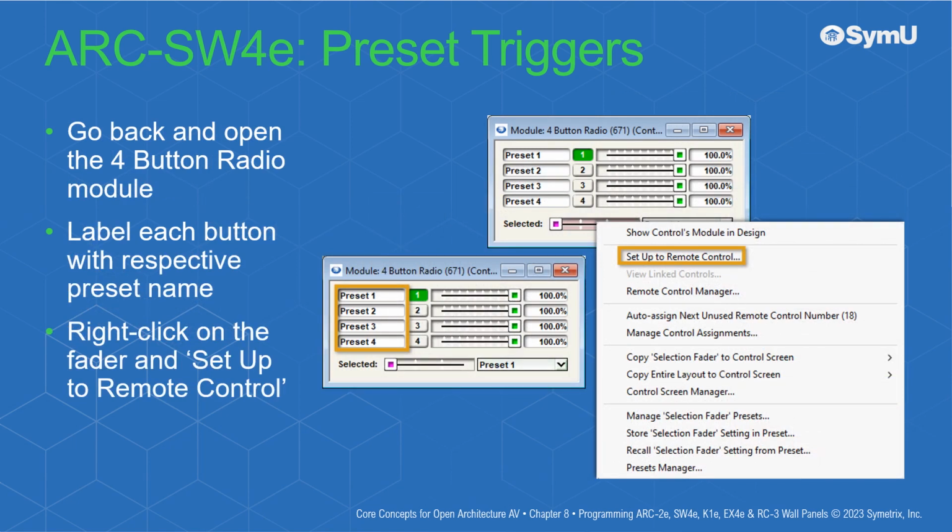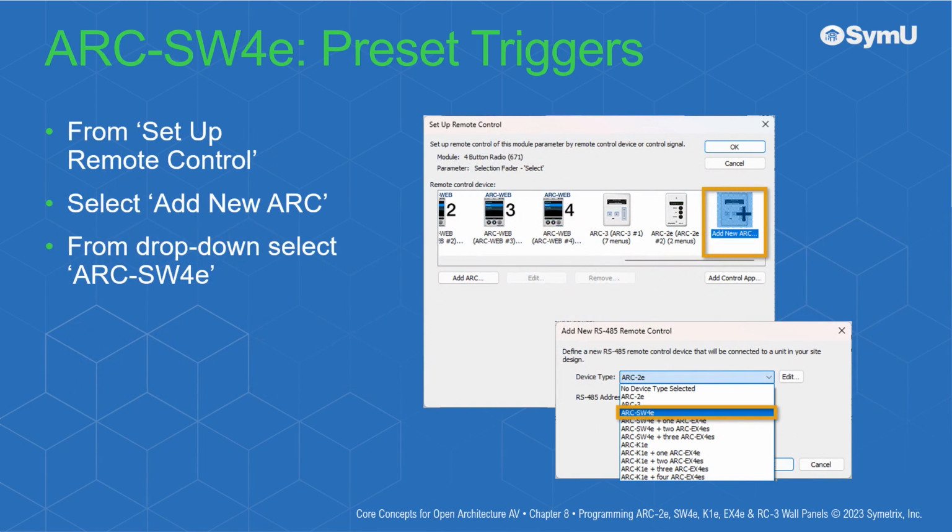Now, go back and open the 4-button radio module and label each of its buttons with its respective preset names. Then, right-click on the fader at the bottom of the module and select Set Up to Remote Control. From the Setup Remote Control window, select Add New ARC. From the drop-down menu, select ARC-SW4E.